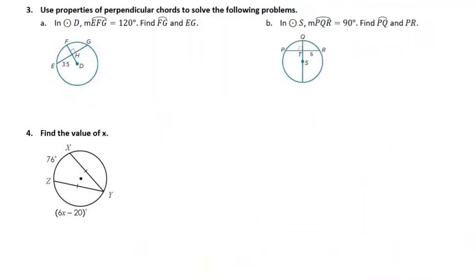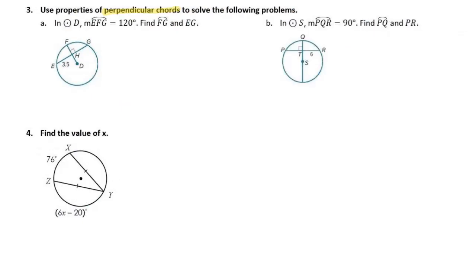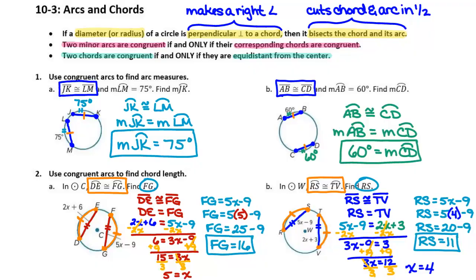So number 3 says use properties of perpendicular chords to solve the following problems. So I'm going to come back over here. Perpendicular chords. Only one of these 3 properties said anything about perpendicular, right? Just that first one. It says if a diameter or a radius of a circle is perpendicular to a chord, makes a right angle with a chord, then it bisects the chord and its arc. It cuts the arc and the chord in half.